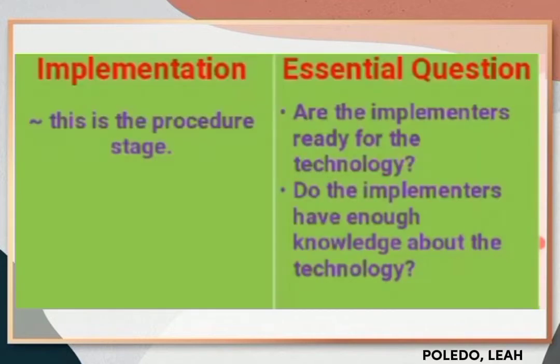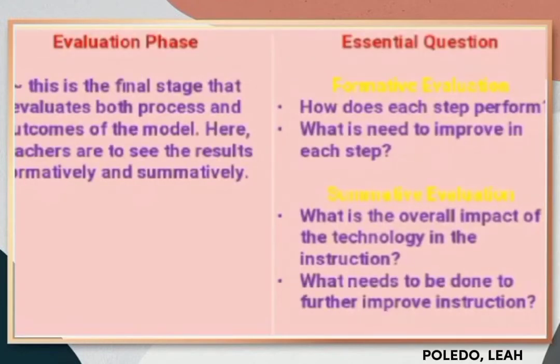The fourth stage is implementation. In this stage, this is also called the procedure stage. The essential questions in this stage are: are the implementers ready for the technology? Do the implementers have enough knowledge about the technology? The last stage is the evaluation phase. This is the final stage that evaluates both process and the outcomes of the model.